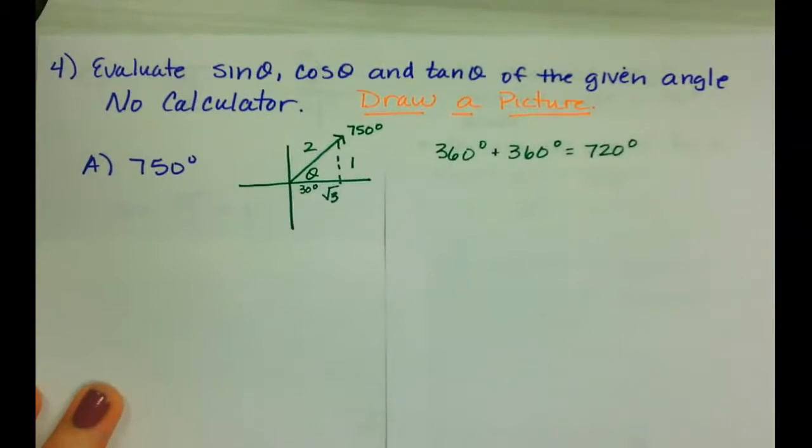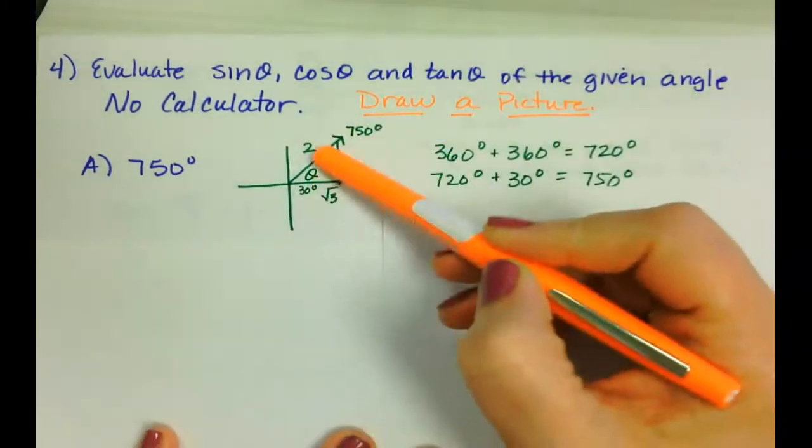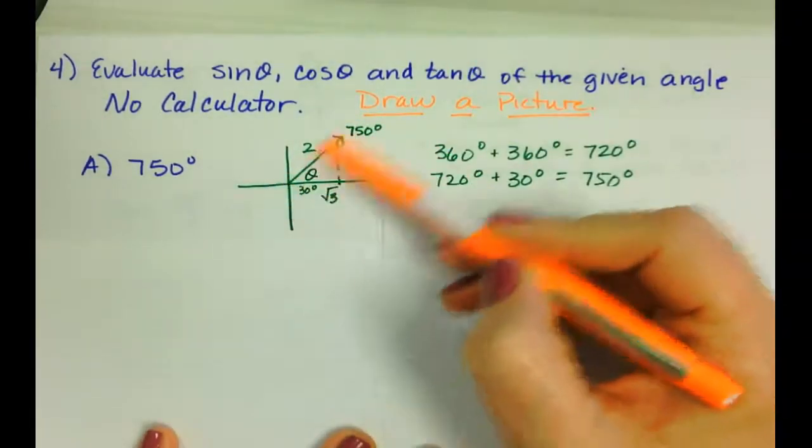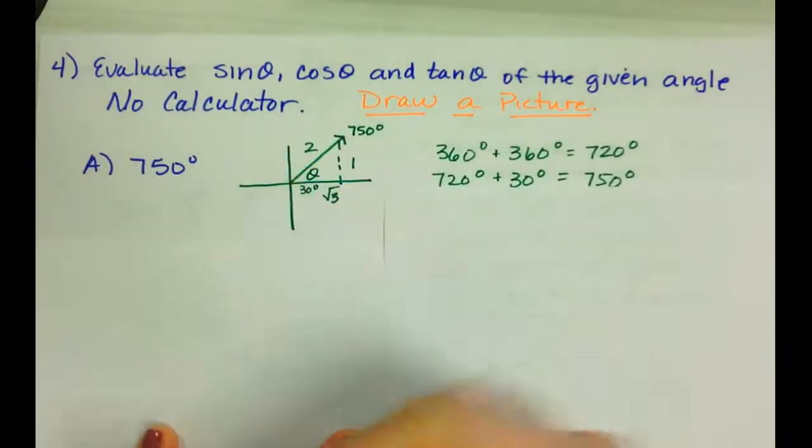So what I thought in my head was, well, 360 and 360 is 720. So that means it's one around the circle twice. And that means 720 plus what gives me 750, which has to be 30 degrees. So I was 30 degrees into this rotation, and that's where my 750 is. And so that means this angle right here is 30 degrees.